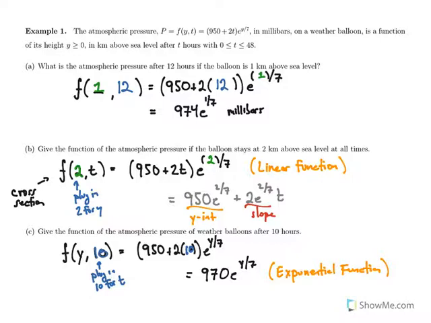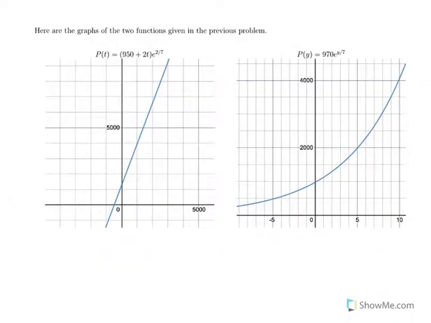And these are cross sections of our big function, which is just P. So let's look at the graphs of these cross sections to get some more information here. The first one was just a linear function, 950 plus 2t e to the 2/7. The second was an exponential function. And again, this can give you some information specifically when we have a height of 2 kilometers or specifically when we have a time of 10 hours.